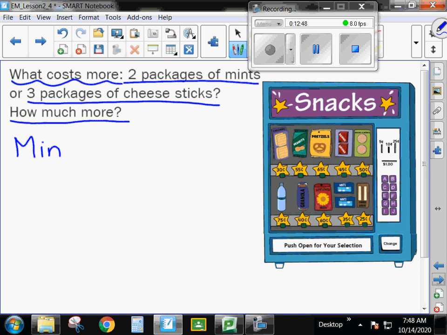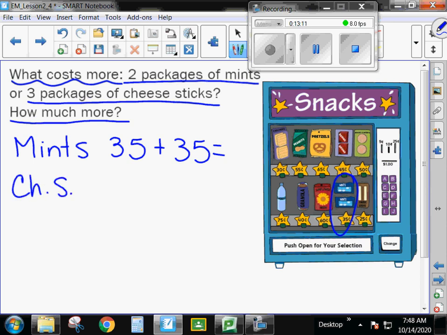I'm going to label this mints so I can keep track, and I'm going to find my mints here. Here's my mints. They're 35 cents each. And it wants to know two packages of mints, so I have to do 35 plus 35. And then it wants to know three packages of cheese sticks. So I'm just going to abbreviate for cheese sticks here. And I'm going to do my three packages. Cheese sticks are 25 cents each. And I want three packages. So I'm going to have to add all three of those. Okay. Pause the video, figure out how much each of these things cost.